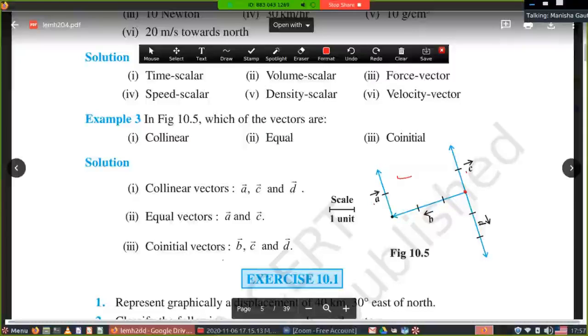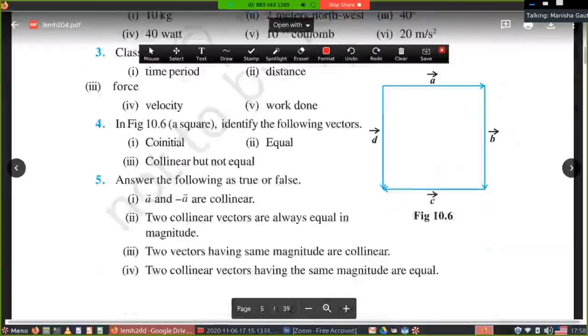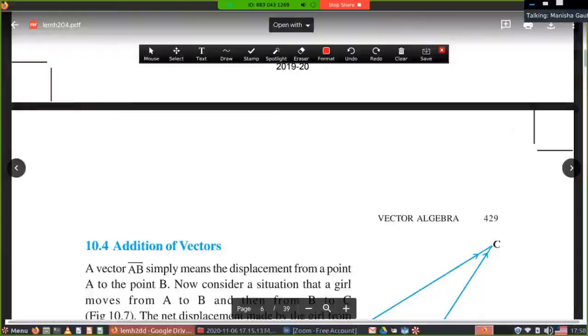Now in exercise 10.1, you have to just identify whether the given quantity is a scalar quantity or a vector quantity, and a few true or false questions are given. Now let's see what type of questions are there in exercise 10.2.